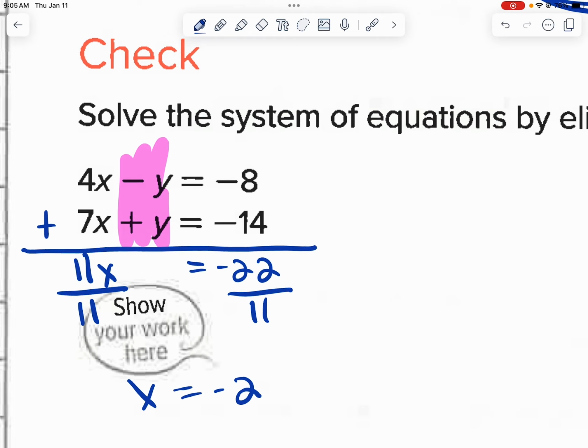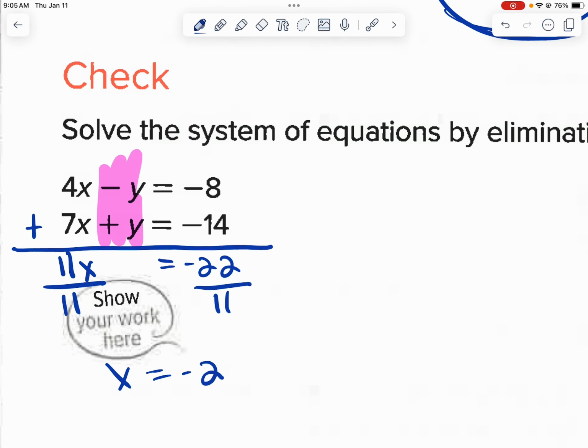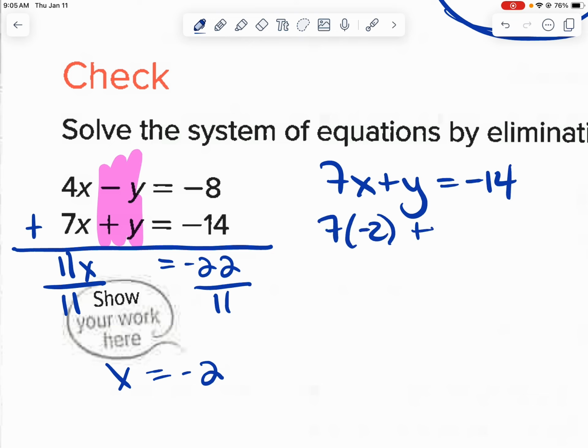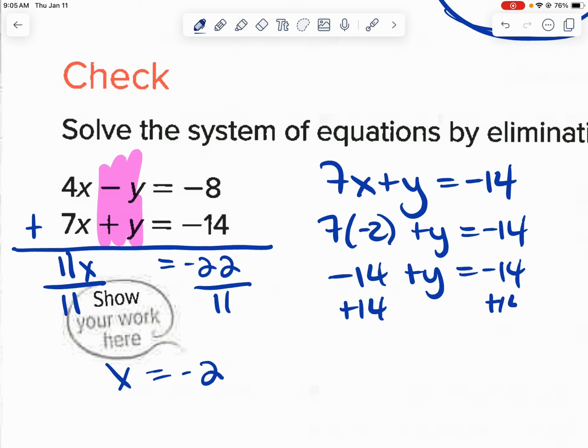Then I pick one of my two equations. It actually doesn't matter which one I would pick, but in my mind, I'm going to pick the second equation. The reason being is there's no negative in front of the y, so I don't have to divide by a negative number. So 7 times negative 2 plus y equals negative 14. Negative 14 plus y equals negative 14. I add 14 to both sides, and I get y equals 0. So that's the point (-2, 0).